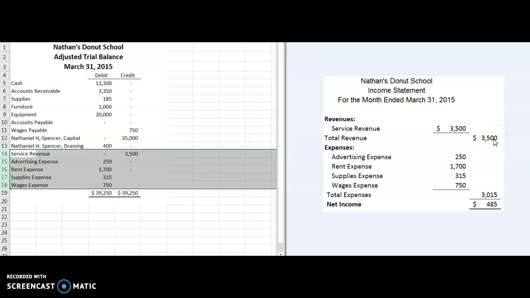Notice we're also going to total each of these account types. We're going to total our revenues and we're going to total our expenses. We take our revenue, subtract out our expenses, and that gives us our net income. Or if it turns out our expenses are more than our revenue, that would be a net loss.